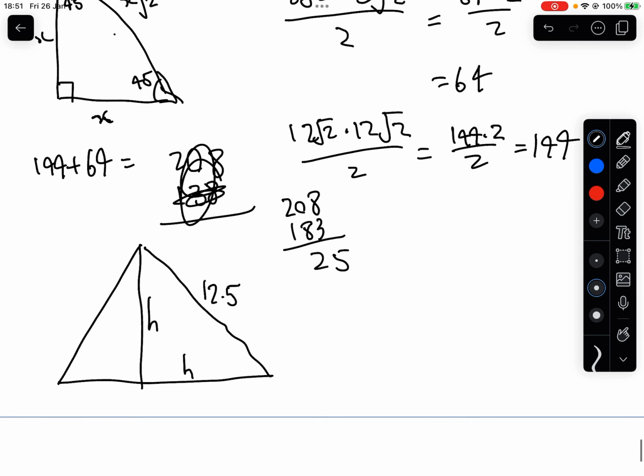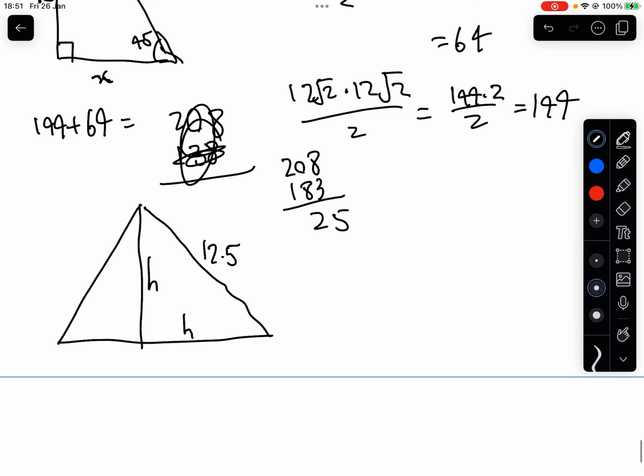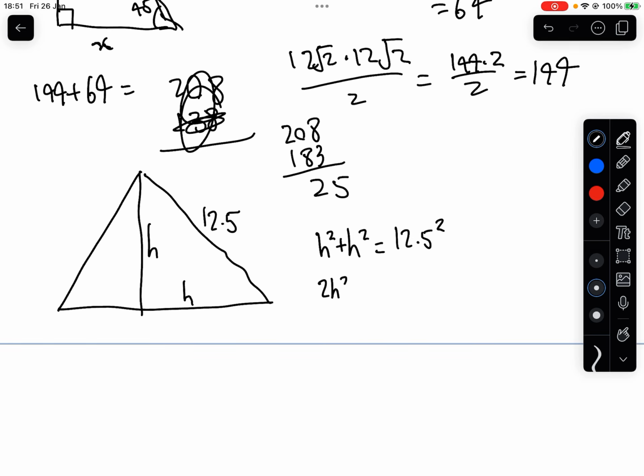So what does that mean? That means we can just use the Pythagorean theorem. So h squared plus h squared equals 12.5 squared. So 2h squared equals 156.25. Okay, wait. No, we don't need to do this, right?